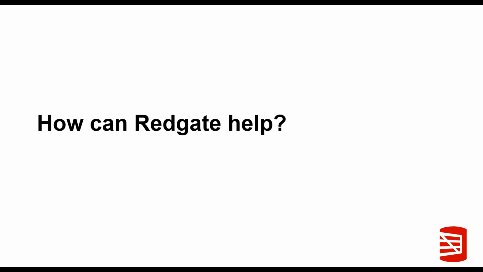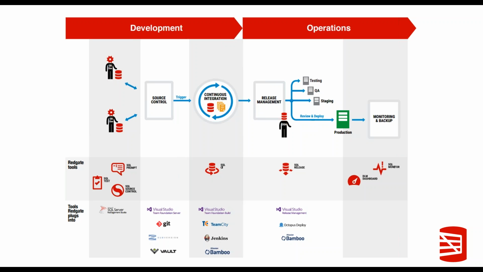So how can Redgate help? If you look at this diagram, this is basically the development life cycle of databases, going from the development environment on the left side all the way to production on the right side of this diagram here. The middle row is the tools from Redgate that you would be utilizing at each of these stages, and the bottom row is the third-party tools that you might already be using on the application code side, or tools that you are looking into implementing on both the application code and your databases.